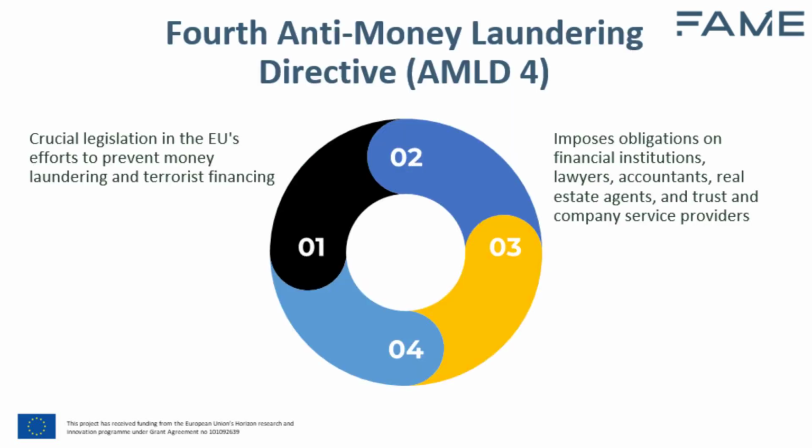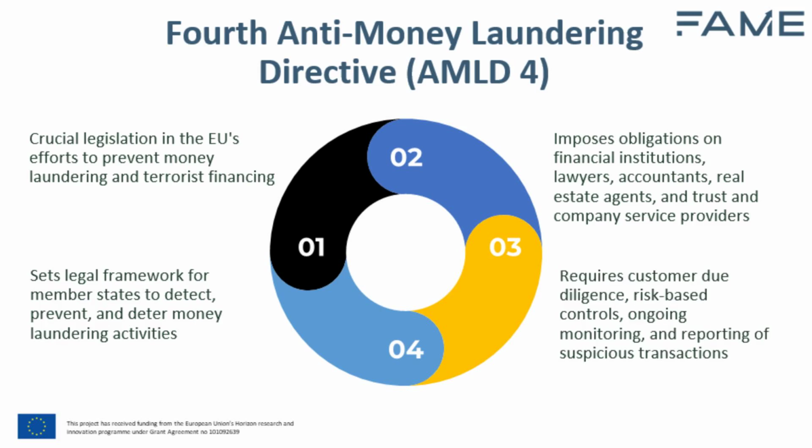The 4th Anti-Money Laundering Directive, also known as AML 4, is a crucial piece of legislation in the European Union's efforts to prevent money laundering and terrorist financing. It sets the legal framework that member states must implement to detect, prevent, and deter money laundering activities. AML 4 places obligations on a range of entities, including financial institutions, lawyers, accountants, real estate agents, and trust and company service providers. It requires these entities to perform customer due diligence, establish risk-based controls, conduct ongoing monitoring, and report suspicious transactions to the relevant authorities.